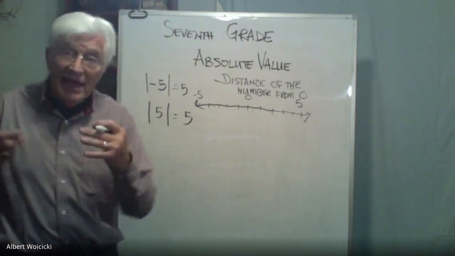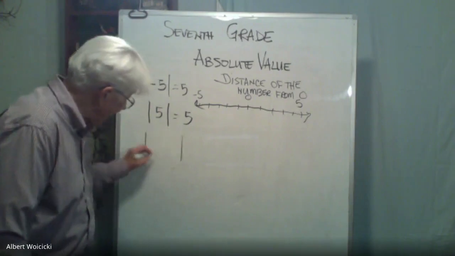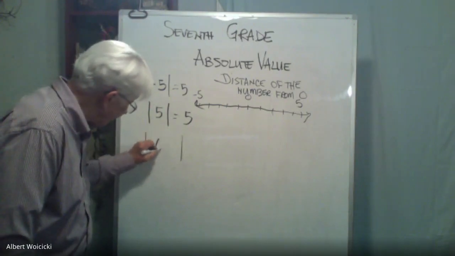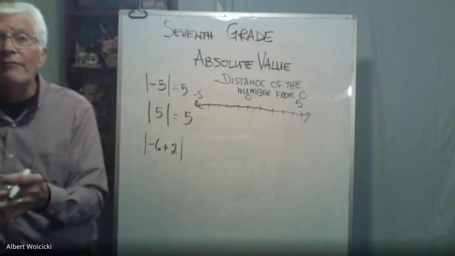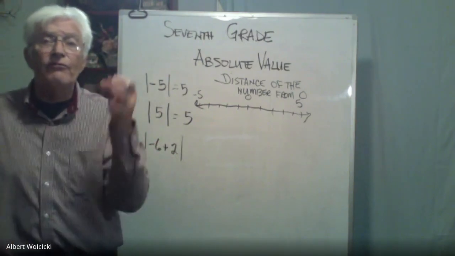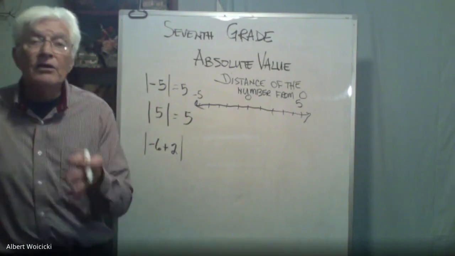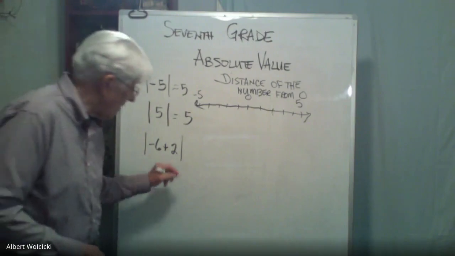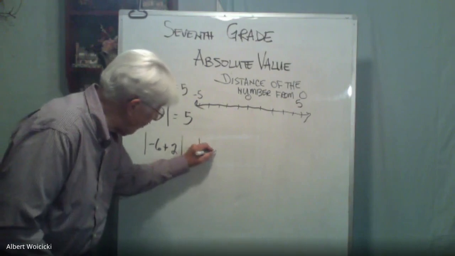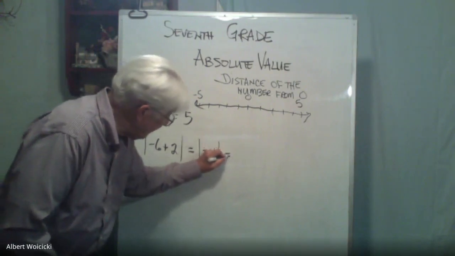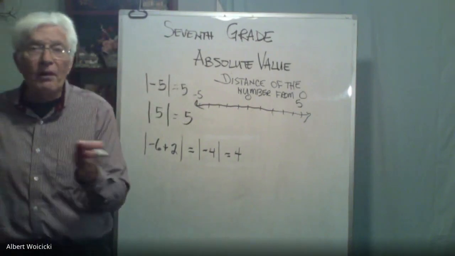Now, if you find that you have a couple of vertical lines, and let's say you have -6 plus 2 in here, like this, you have to do what's inside first. Don't break them apart. Do what's inside first. This becomes the absolute value of the opposite of 4. Then it becomes 4.